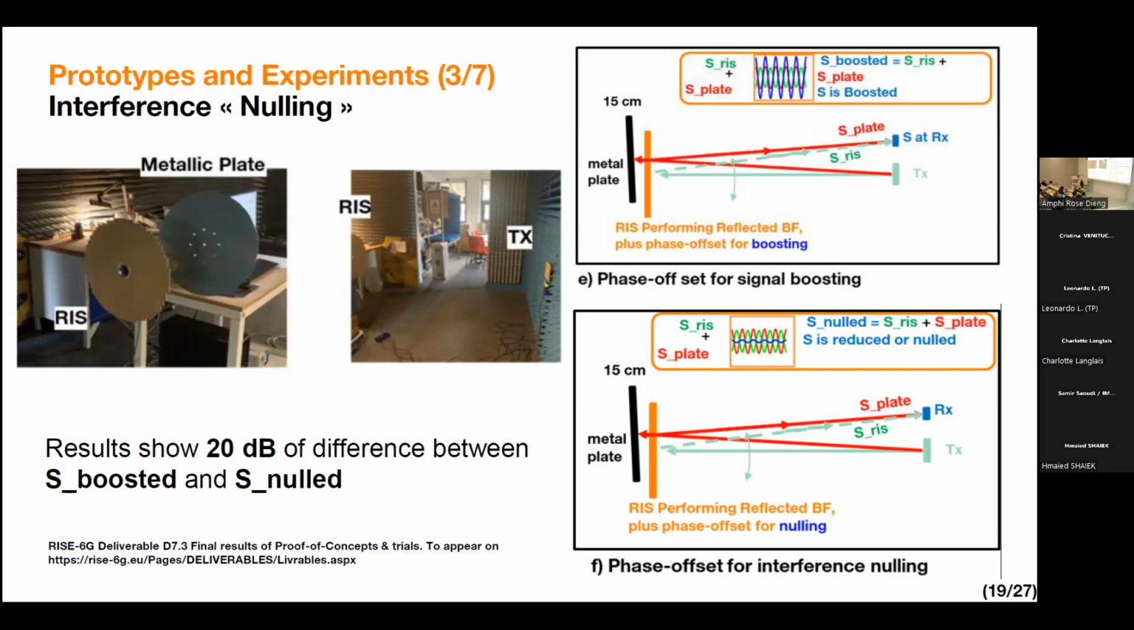And the other thing we tested recently is for security use cases: can we null interference on an eavesdropper or somebody we don't want to expose? So for me, I think it works, but it's not yet very clear to me which kind of eavesdropper we can apply this to, because it should kind of participate. We should be able to have its location or channel. But if we had that, it works.